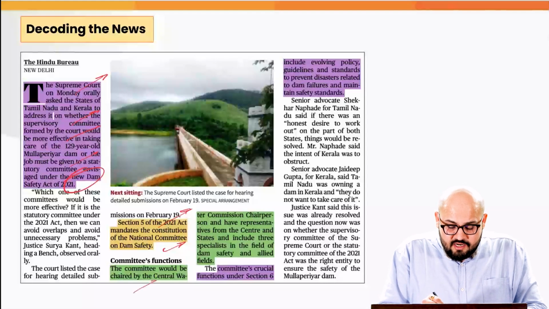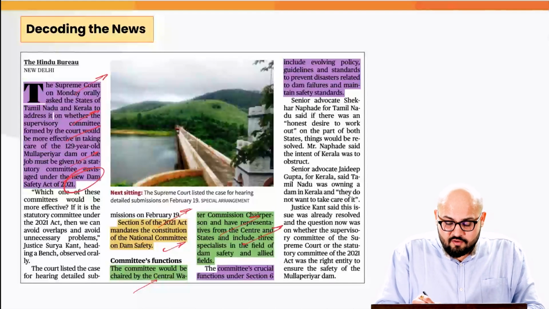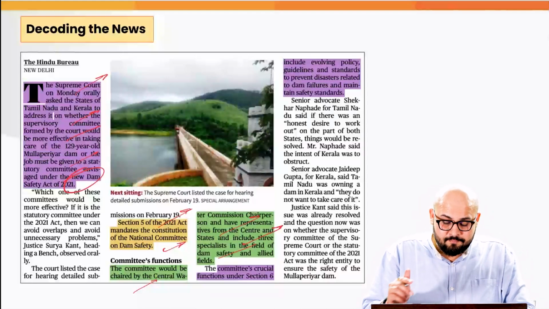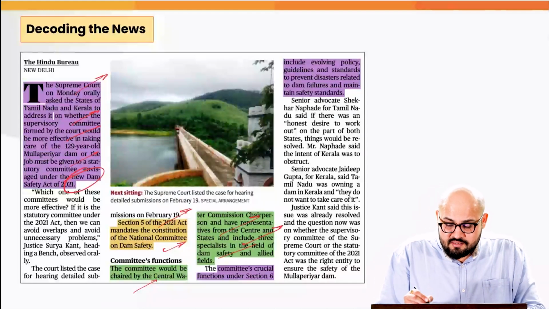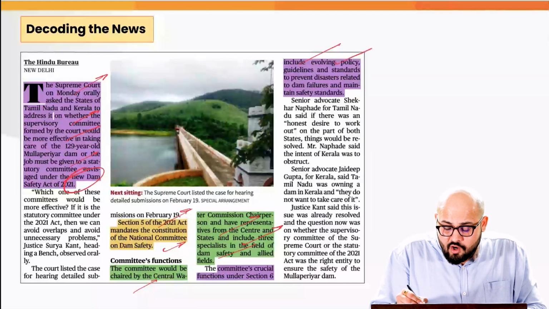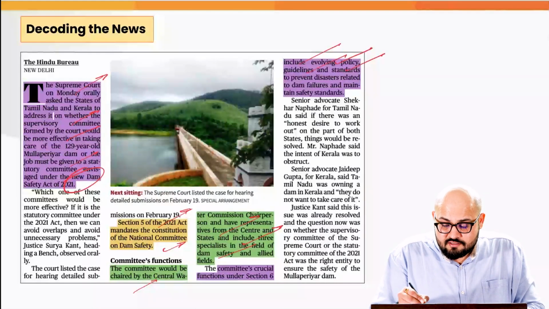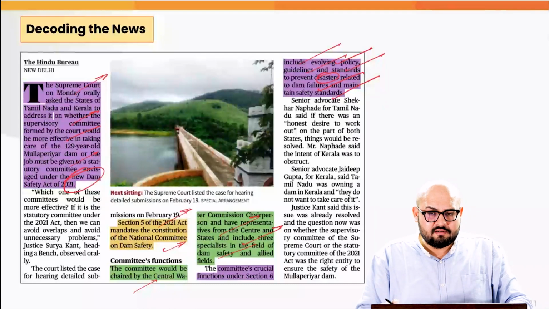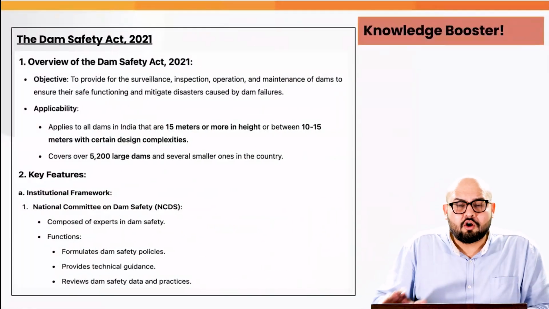The committee would be chaired by the Central Water Commission chairperson and have representation from the center and states and include 3 specialists in the field of dam safety and allied fields. The committee's crucial functions under Section 6 include evolving policy, guidelines and standards to prevent disasters related to dam failures and maintaining safety standards. Do give importance to it. So let's talk about the Dam Safety Act.